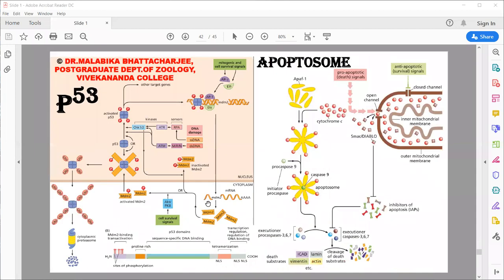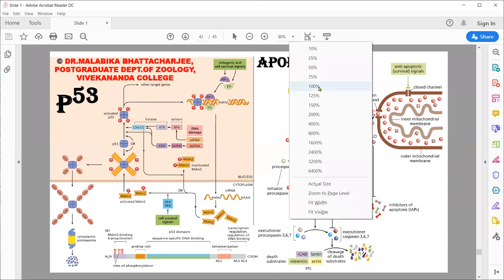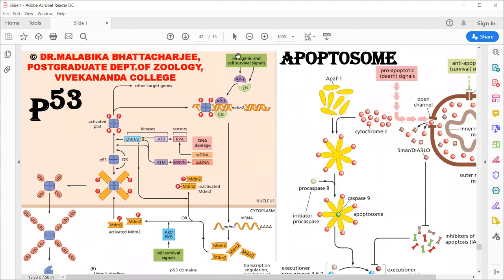This is another page dedicated to p53. So if you can see, as I discussed the other day, whenever there is a mitotic or a cell survival signal, mitotic or mitogenic signal means cell will proceed for mitosis.